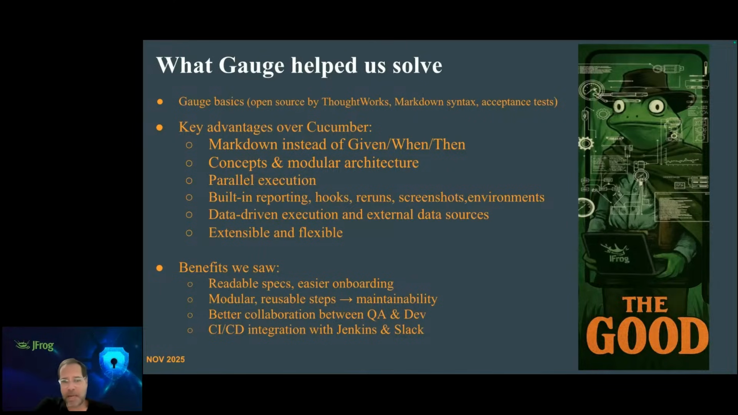to wrap up, Gauge helped us move from a pile of fragile, noisy, over-engineered tests to a system that's clean, readable, and collaborative. Automation stopped being a QA-only domain and became something the whole team owned. That's not just good, that's a game changer.